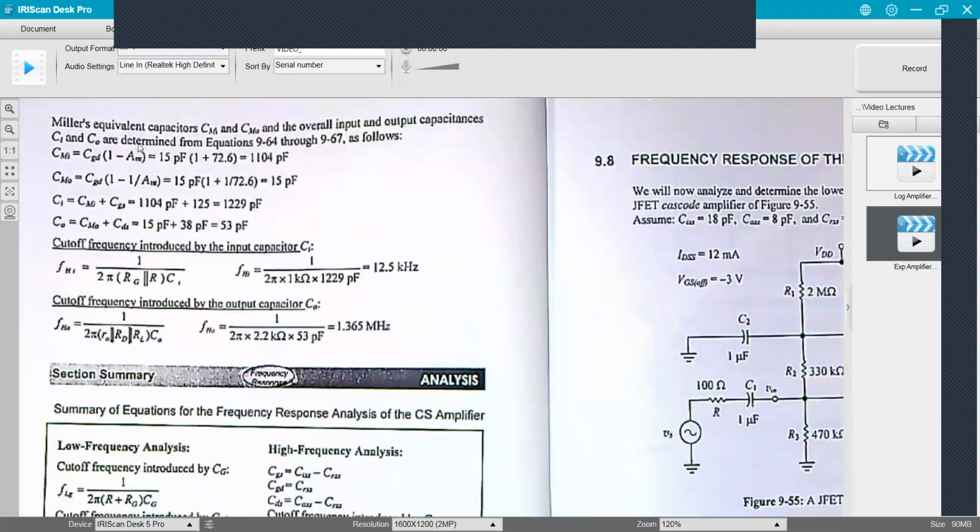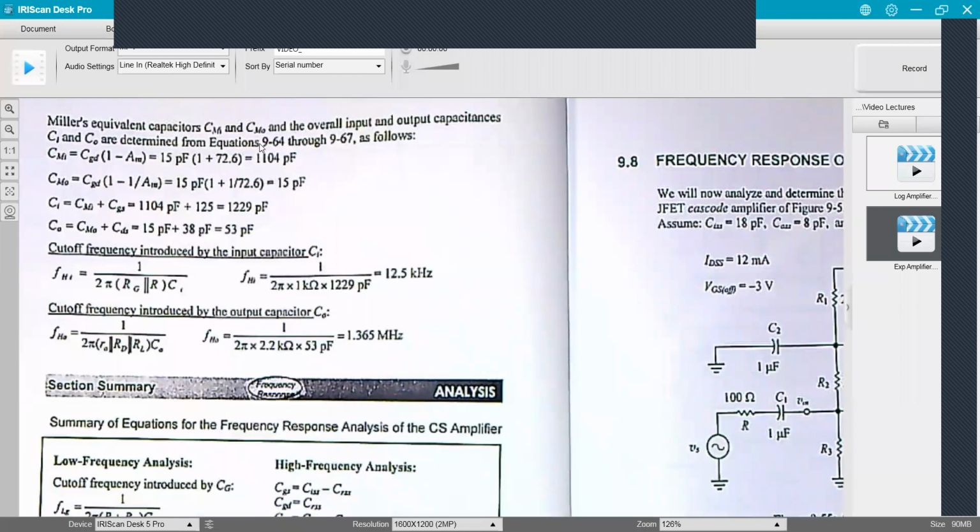So here we go. Miller equivalent capacitance, C Miller in and C Miller out, and the overall input and output capacitances, C in and C out, are determined from the equations 964, 967. So C Miller in is what? It's the gate to drain capacitance times 1 minus the gain, the gain being negative. So C Miller in looks like the gain times CGD, which comes to about 1100 picofarads.